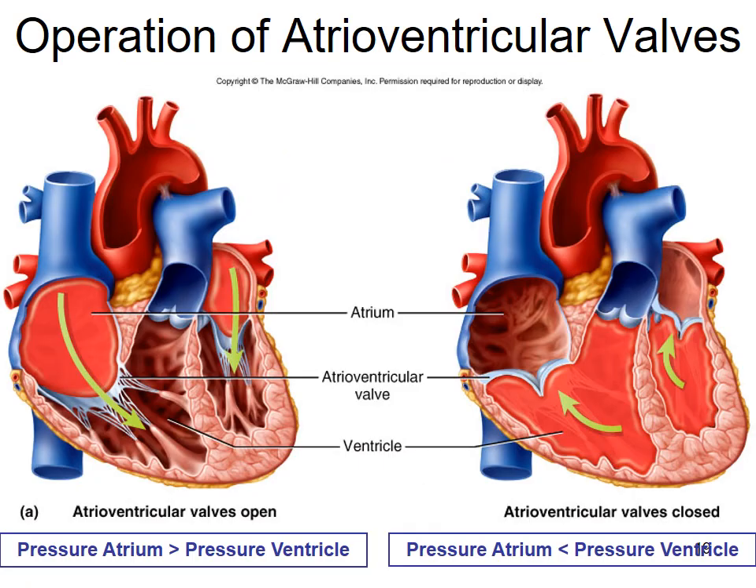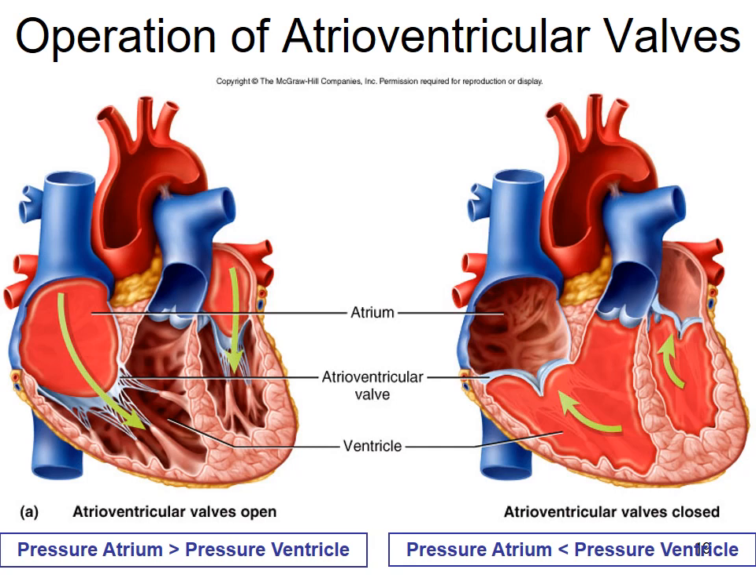Okay, so take a look at this illustration. And what we see happening is, in figure A on the left-hand side, it says the atrioventricular valve is open. So whatever's happening on the right is happening on the left. The AV valves are open on both. This can only happen if the pressure in the atrium is larger than the pressure in the ventricle, because blood will always go from high to low pressure.